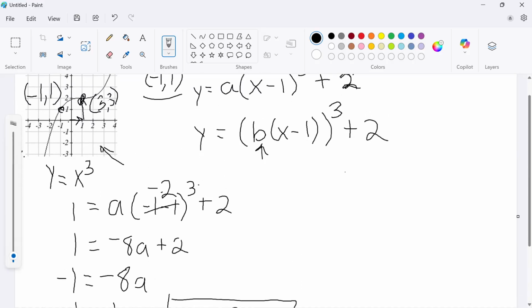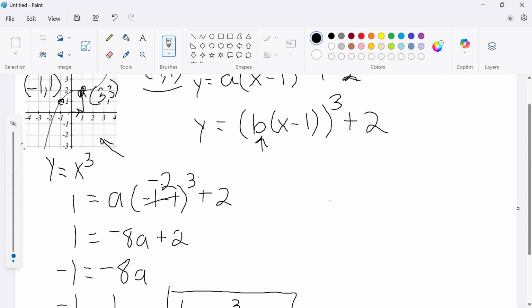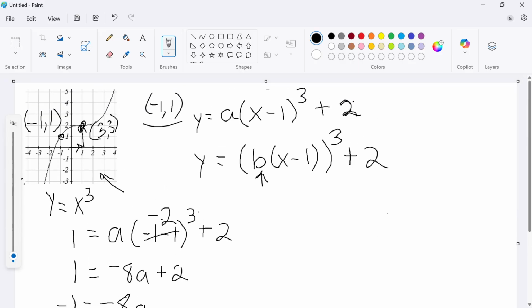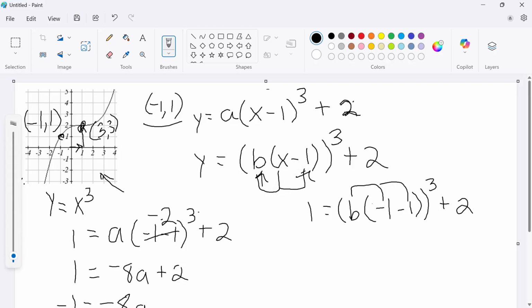Now I can also express it as a horizontal. In this case, it's going to be a horizontal stretch. If it's a vertical compression, it's a horizontal stretch. I'll do it the same way. I'll plug in the point negative 1, 1. 1, that's the y value, equals b times x is negative 1 minus 1, all of this cubed, plus 2. And notice I don't distribute this b, because if I distributed this b, then I wouldn't see what the horizontal movement is, and I want to see the horizontal movement. So I don't distribute that b.